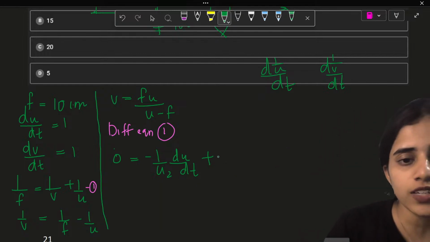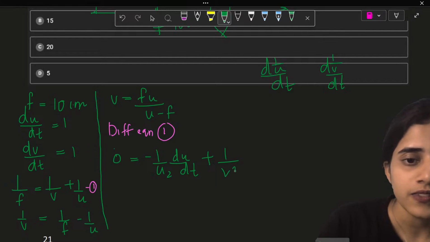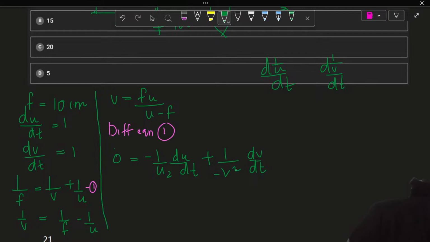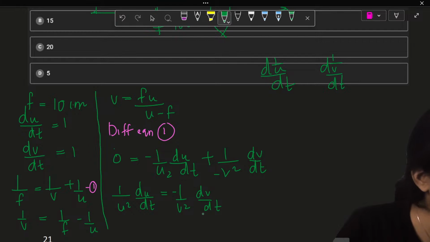So 1 by v is what? Minus 1 by v square dv by dt. Minus 1 by v square dv by dt. So since both are minus, I will take 1 to the other side. So it becomes positive. So 1 by u square du by dt is equal to minus 1 by v square dv by dt. Is this much clear? One negative sign went away.